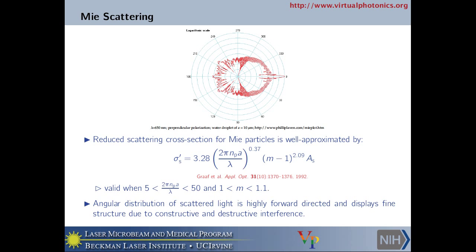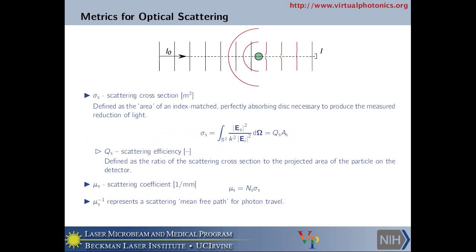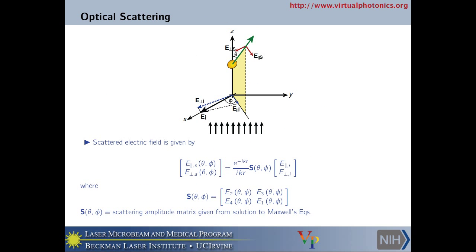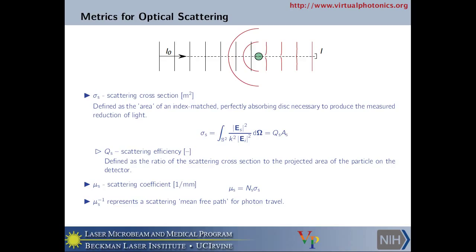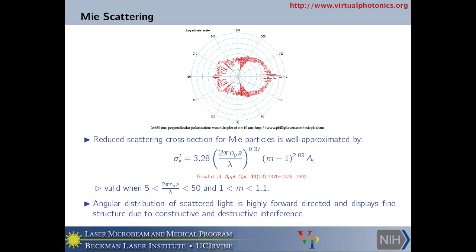So now I want to just chat about what these scattering amplitude matrices look like. I'll focus on unpolarized light, so I'm going to combine the parallel and perpendicular polarization and just look at the total intensity. And I want to first consider particles that are much larger than the wavelength of light. In the biological context, these are things like collagen fibrils, or even mitochondria. So this is an angular distribution of light scattering at 650 nanometers of a water droplet with a radius of 10 microns. So it's a fairly large particle in air.